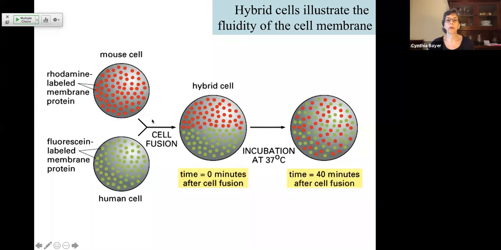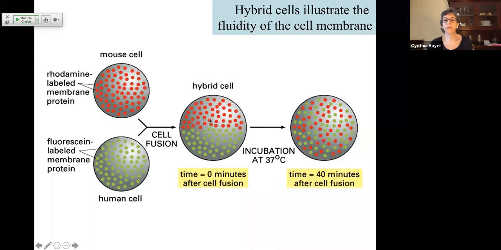And then you can experimentally induce those cells to fuse. That can be done chemically, or by applying an electric shock, which will cause the two bilayers to actually fuse with each other. And we end up with this hybrid cell. And what we see upon fusion is that all of the labeled proteins are restricted to the particular half of this hybrid cell from which they arose.